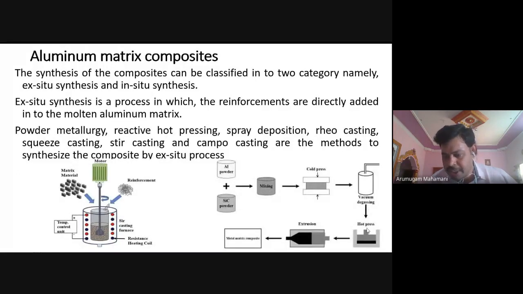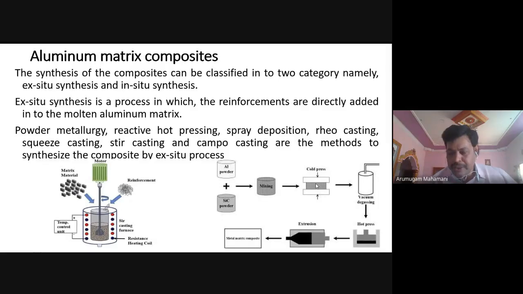Then again, what happened? After the cold press, here they are doing hot press. Then after that, the hot pressed composite is again extruded. So after extrusion, we get the metal matrix composite. You will get the metal matrix composite. So here, mixing, after mixing, cold press and hot press.